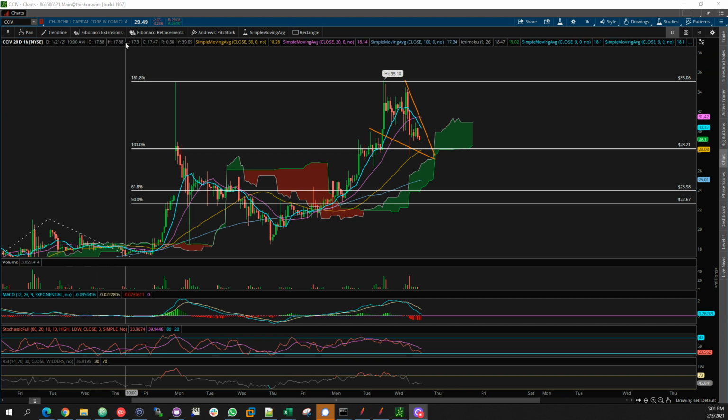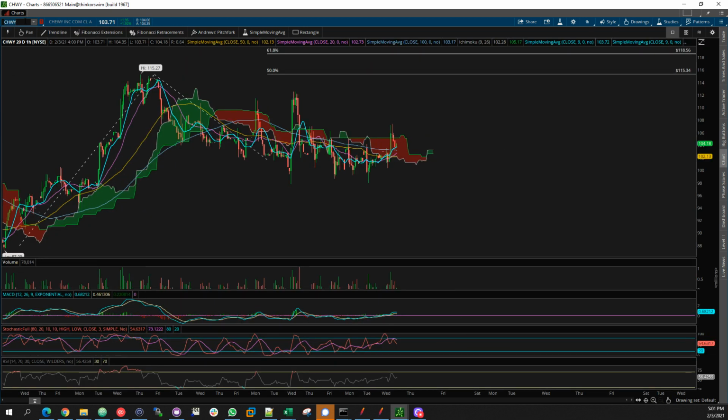Next up is CHWY. I do have a dog. I have not used it, but I guess I should because I do live nearby, PetSmart, like literally half a mile away. Anyhow, it seems like on the hourly, it is hitting a cloud top resistance.